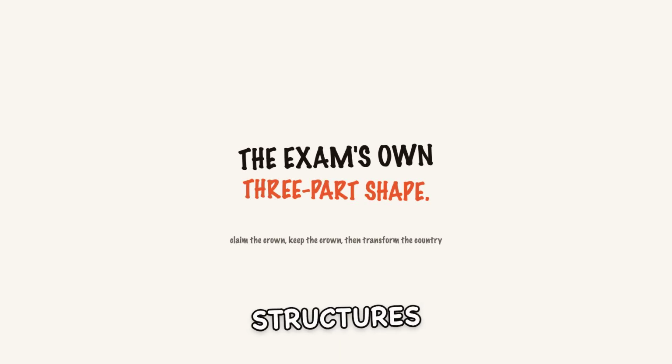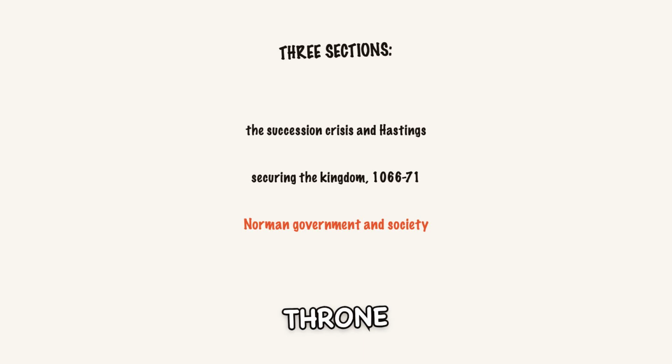Every exam board structures this topic the same underlying way, even if the wording differs. First, the succession crisis of 1066 itself. Why 3 men all believed they had a legitimate claim to the English throne, and how that resolved into the Battle of Hastings. Second, how William actually secured the kingdom afterward, because winning one battle did not mean England simply accepted a foreign duke as king.